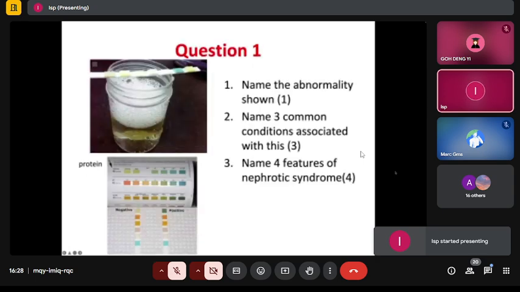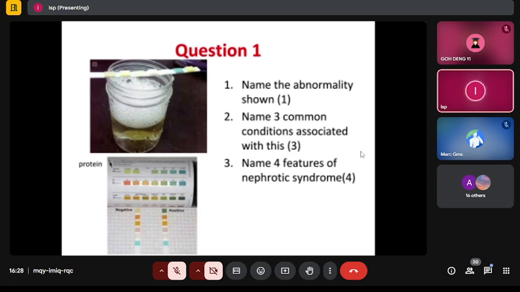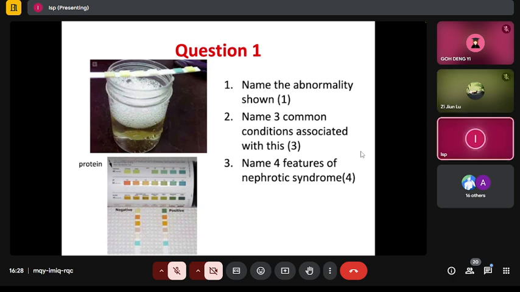So let's see. Name the abnormality shown. What do you see in the above picture? Proteinuria. Okay, anyone see other answers? Frothy urine. Yeah, okay, if you answer proteinuria, I think it's very acceptable. Okay, so name 3 conditions associated with this.